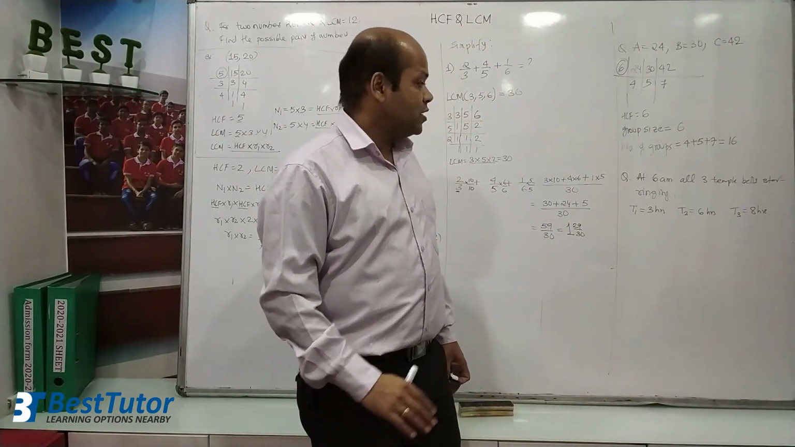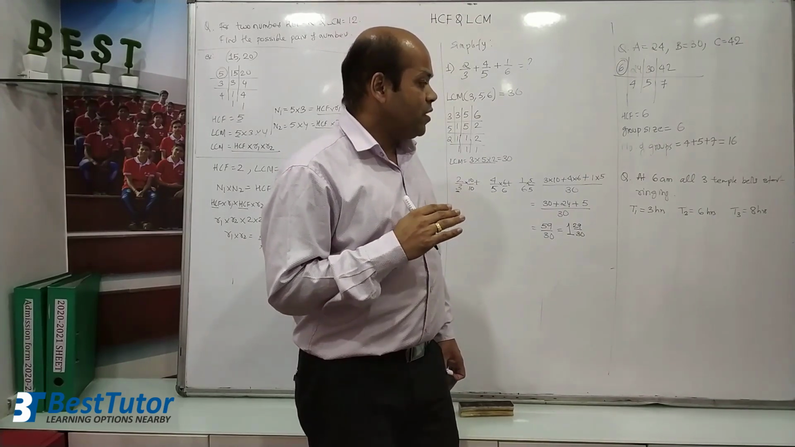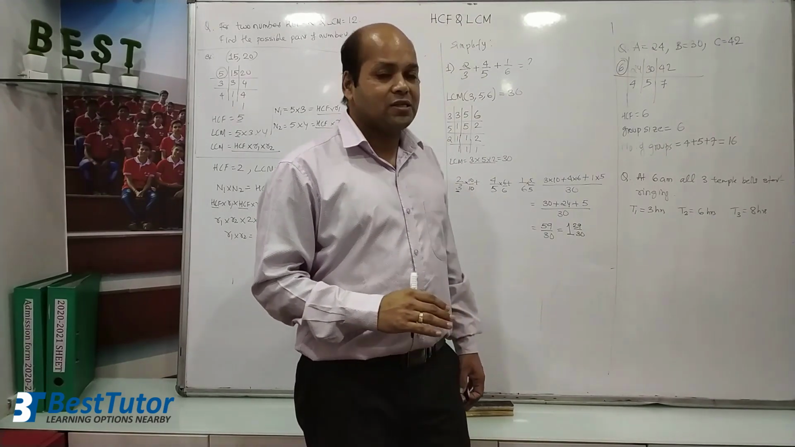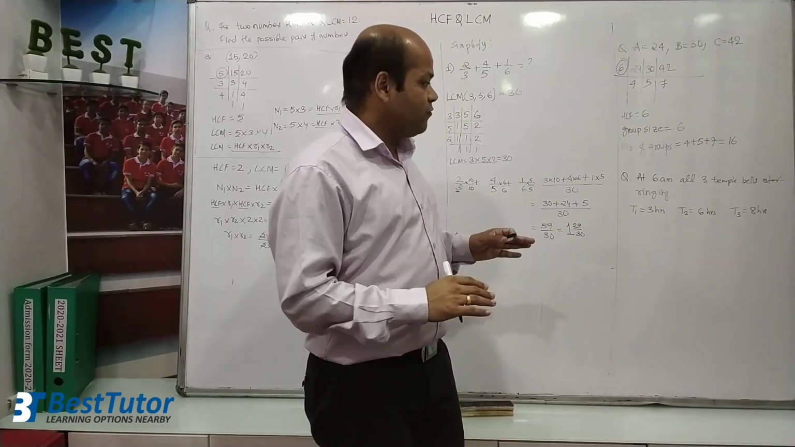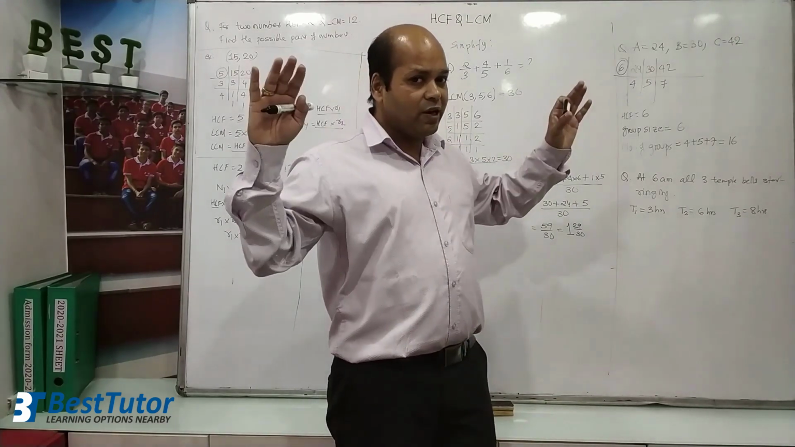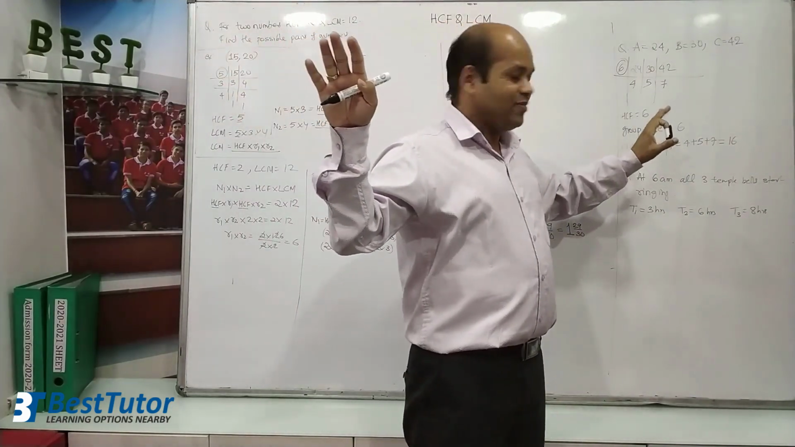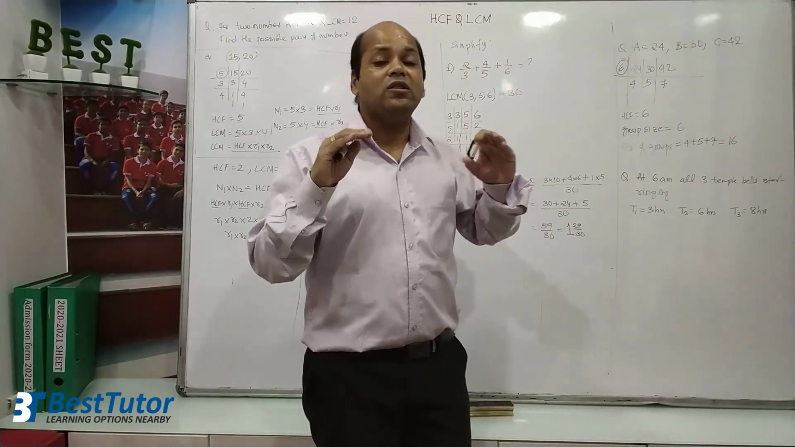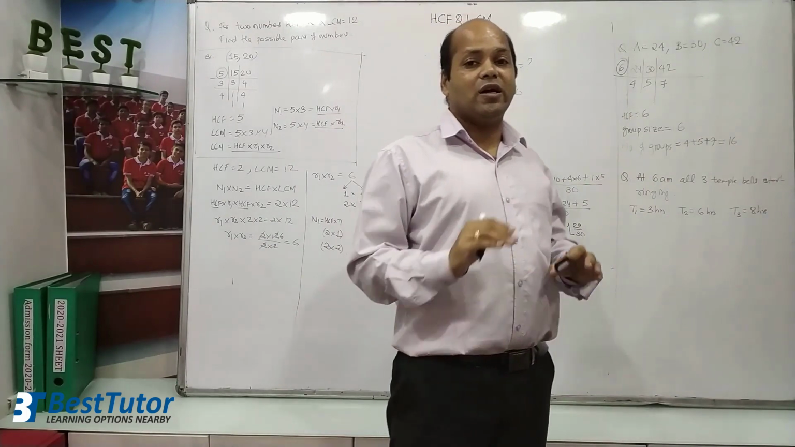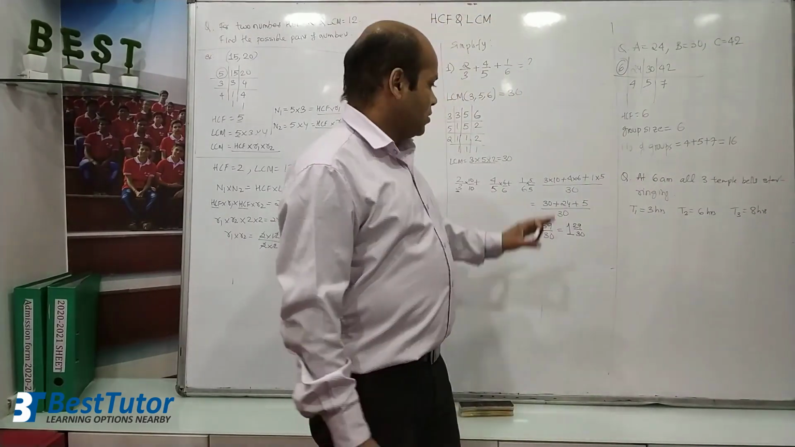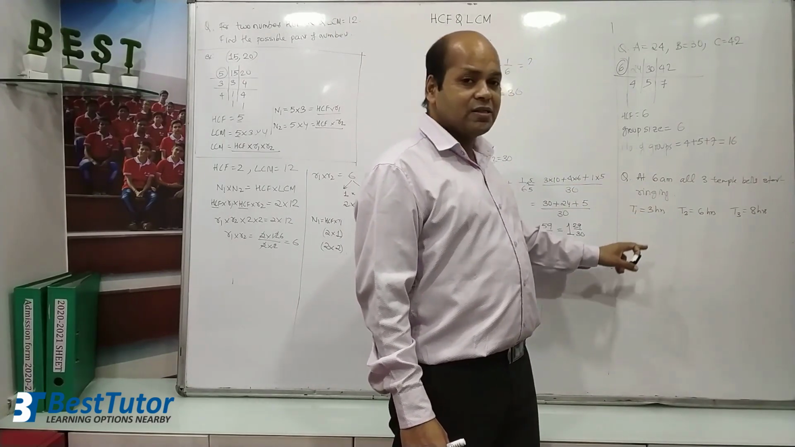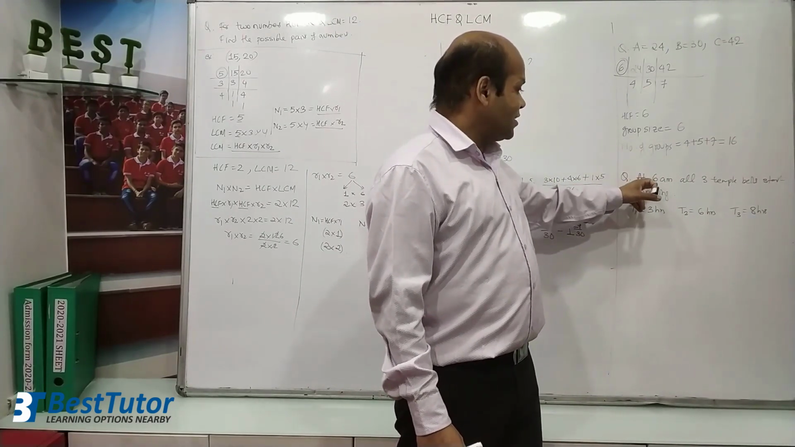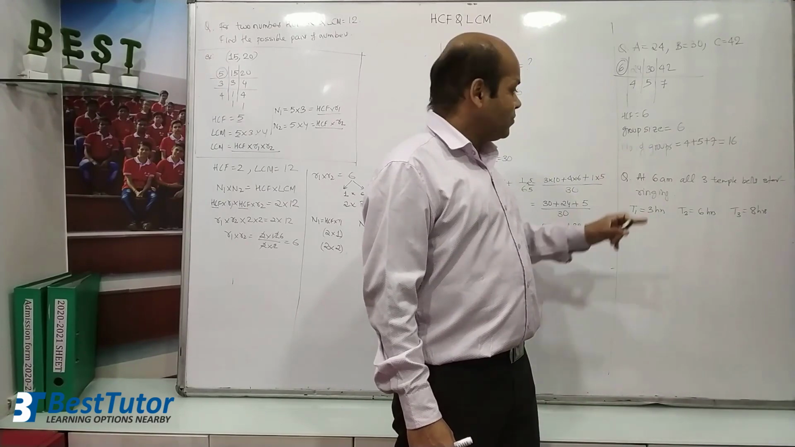The question is, on a given particular day, if the bell starts ringing, at what time will all three first ring? At 6 a.m. When will all 3 ring together again? Temple 1 rings at 6 a.m., and the next time it rings is at 9 a.m.